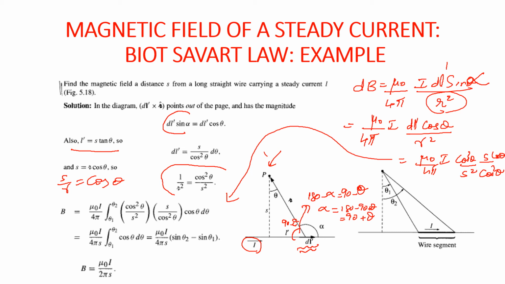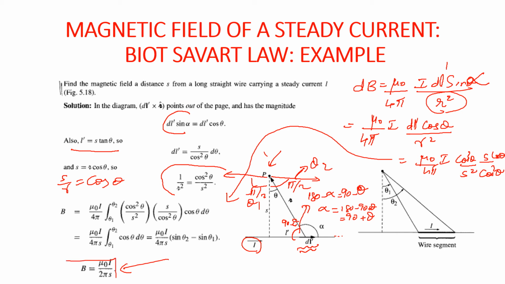Now, for an infinitely long conductor, theta 2 will be 90 degrees and theta 1 will be negative pi by 2, because as this conductor extends to infinity, this angle also extends to pi by 2 like this. And on this side, this will be negative pi by 2. So substituting, sine 90 is 1, so we get 1 plus 1, 2, and 2 and 4 cancels. That gives the final answer.